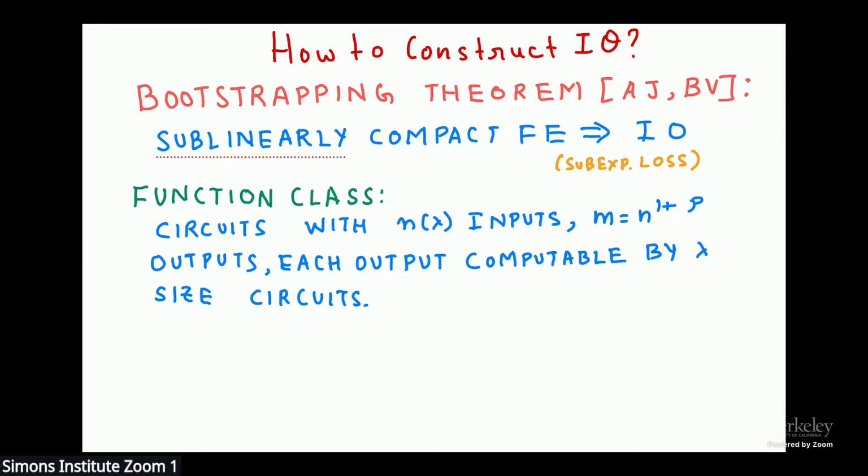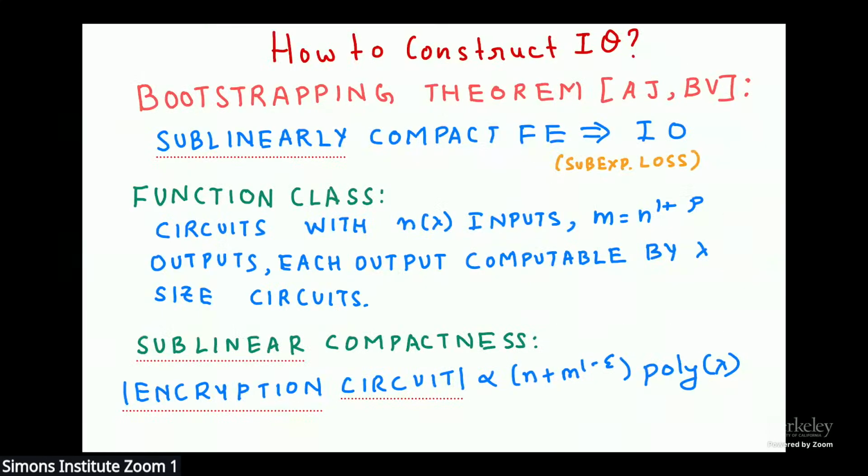I'm going to be working with circuits where the number of inputs is some n, which you can think of as a varying polynomial in the security parameter. The number of outputs is slightly expanding, n to the 1 plus rho. Each output bit is computed by a very small circuit of size lambda, and n and m are large enough polynomials. So that's the function class.